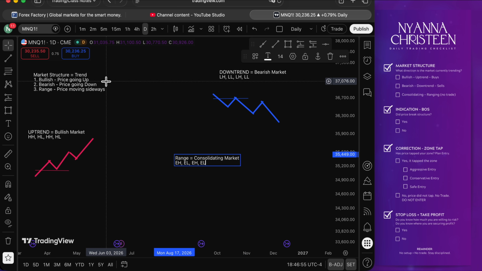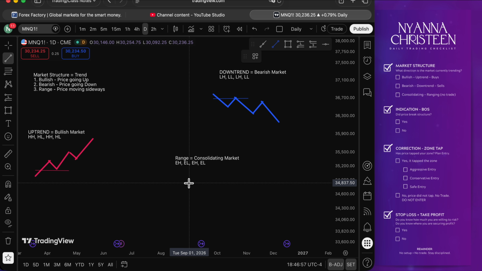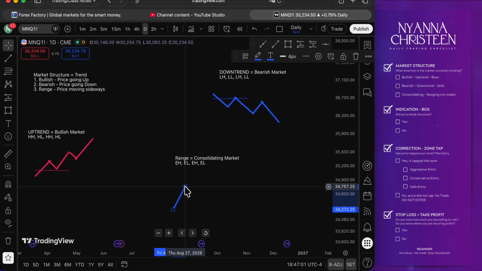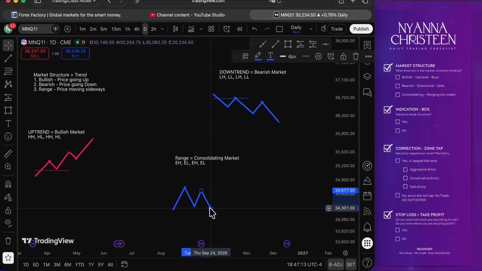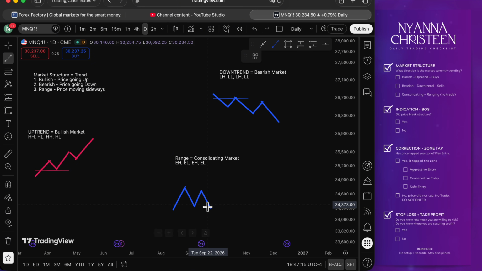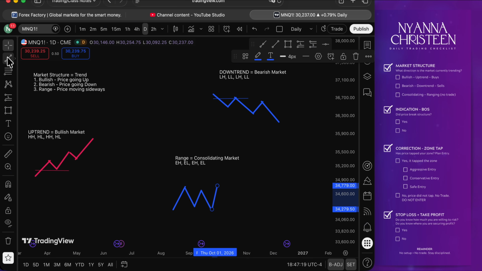So what does that look like? That would look like, price went up, then price came down, then price came up, then price came down, then price went up. And it's probably not going to be equal all around, but you get the point.